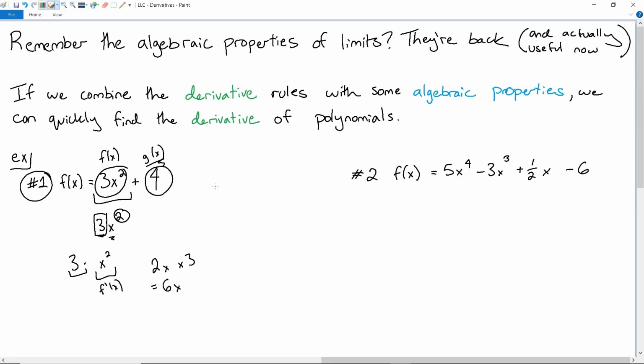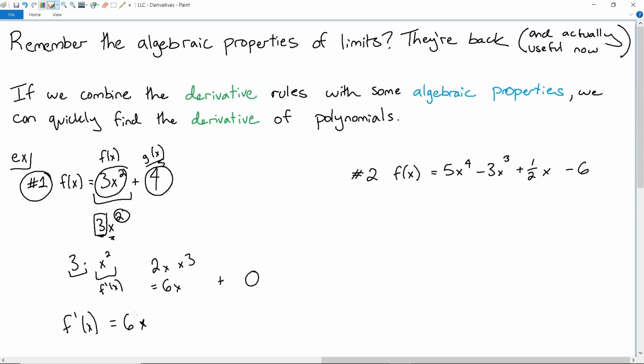Now let's look at our second part. We know that from the constant rule, the derivative of a constant is just going to be 0. So really the second part of this is just a 0. Therefore, f prime of x of our original function is just going to be a 6x.